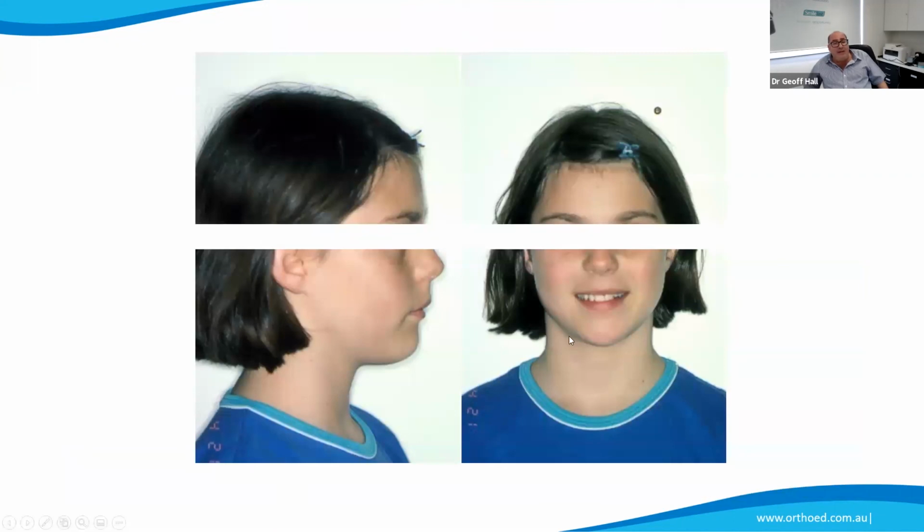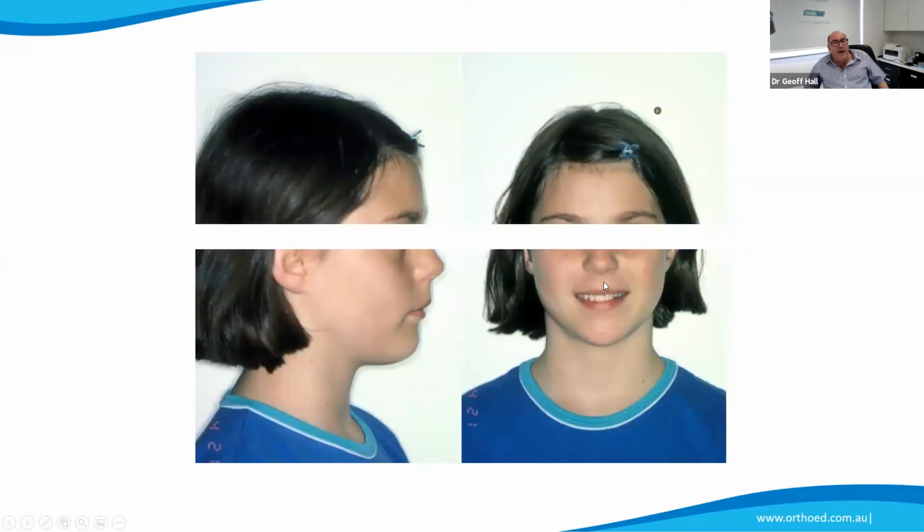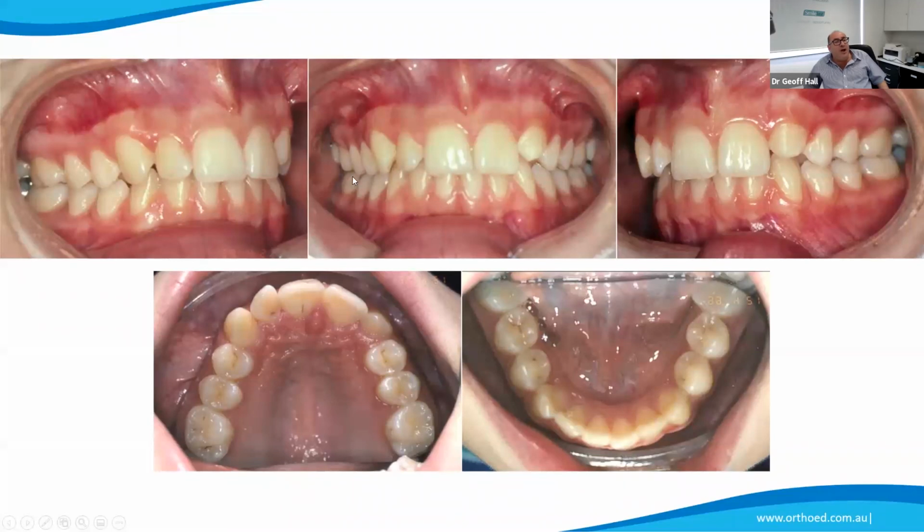So this girl comes in and she's got a class 2 buccal relationship on her right side, and she's got a 50% class 2 on the left side. And she's missing her upper left lateral. And her upper midline has moved across about 3 or 4 millimeters to the right. Okay, so she's a class 2. And sometimes in a class 2 patient, you can extract in the upper arch.